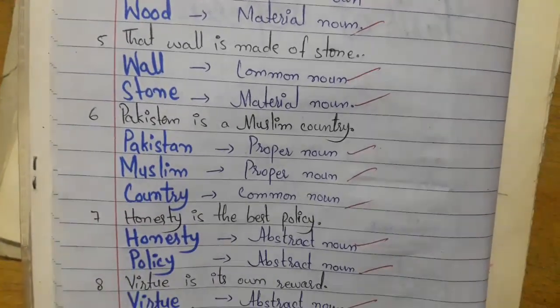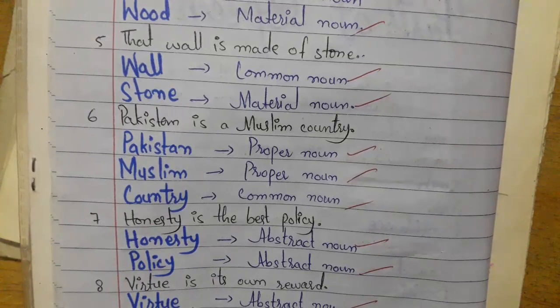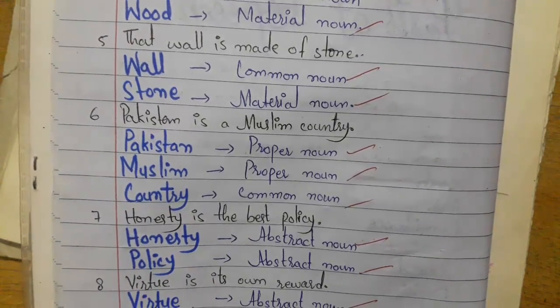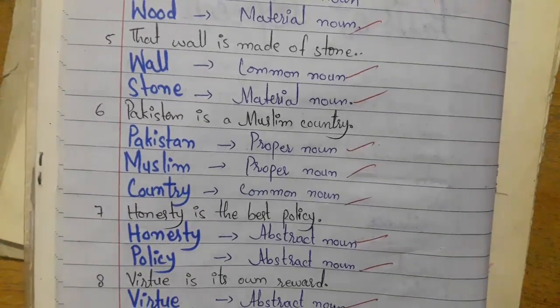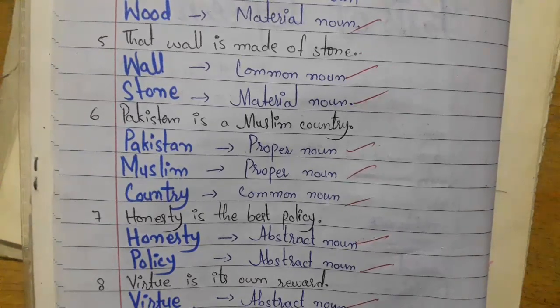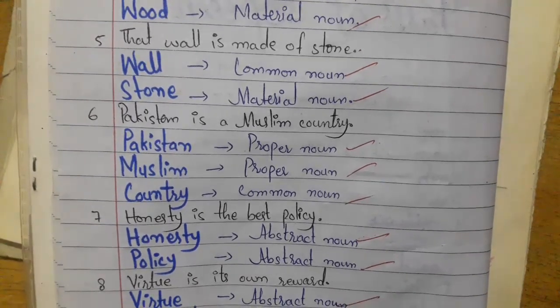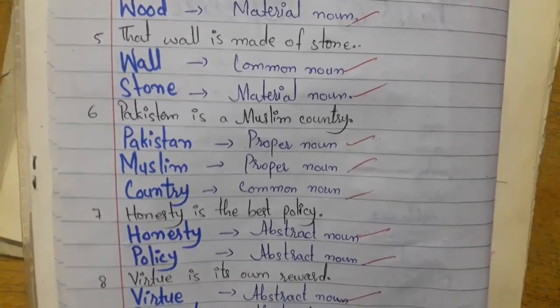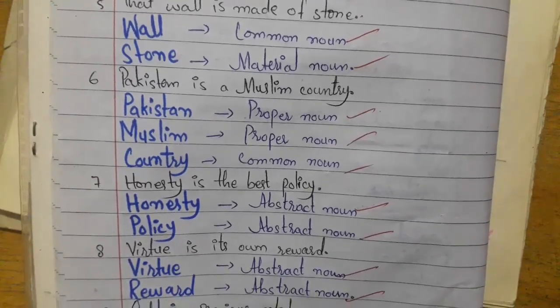Pakistan is a Muslim country. In this statement, Pakistan is a specific country's name, so it is a proper noun. Muslim, denoted with a capital letter, so we are talking about a specific thing, so it is a proper noun. Country, the name of any country, so it is a common noun.